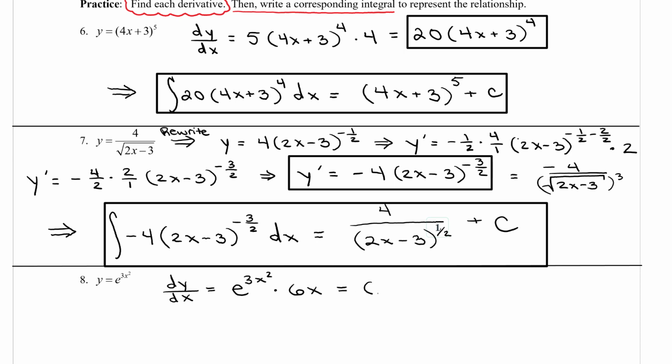If we simplify this, it's going to come out to 6x e raised to the 3x squared. I'm just going to rewrite this so that you can see that this is the derivative. I'm going to rewrite this over here on the right hand side as dy/dx equals 6x e raised to the 3x squared. And I'm going to box that in because that is our derivative.